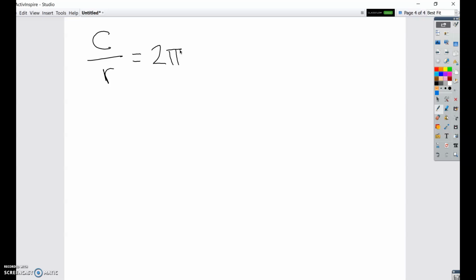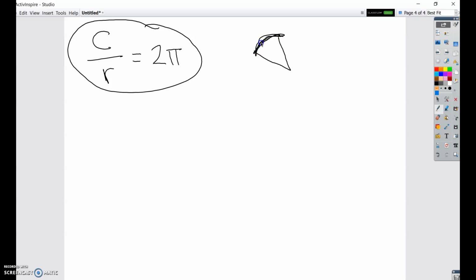But if I'm thinking about arc length, something like this, like what was in my example, I don't have a full circle. I only have a part of a circle. But the nice thing is this relationship is still going to hold. Just what we call each piece is going to change. So now instead of a full circumference, I have arc length, which is just a part of the circumference.